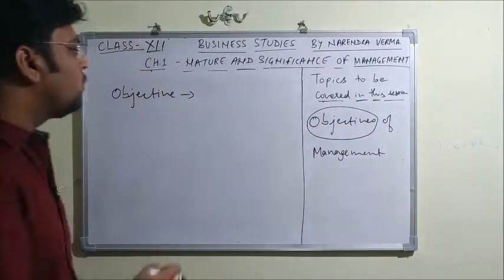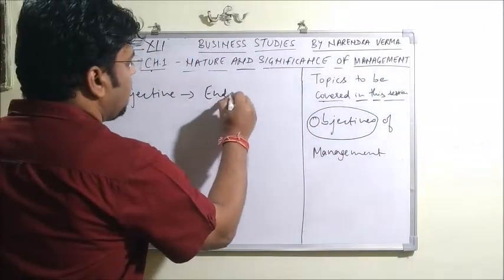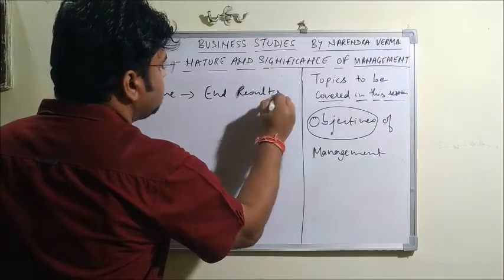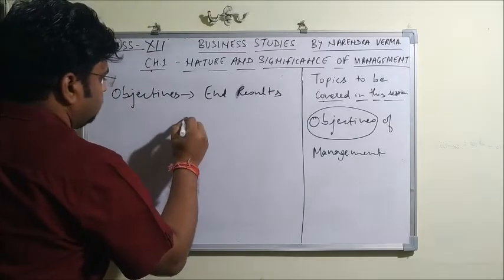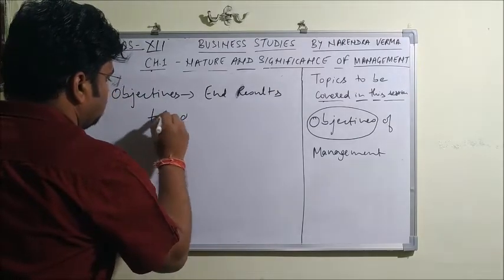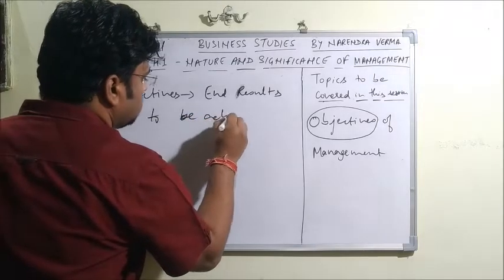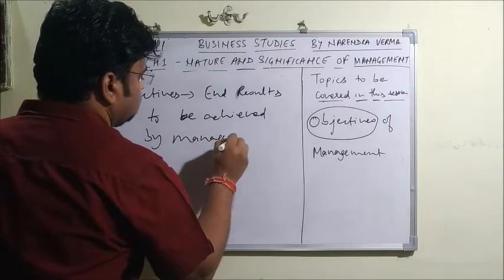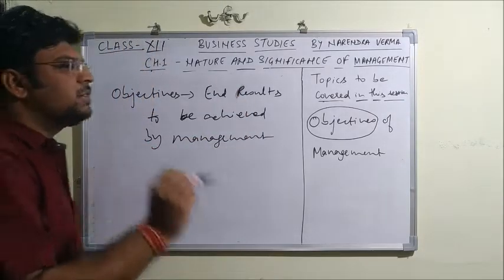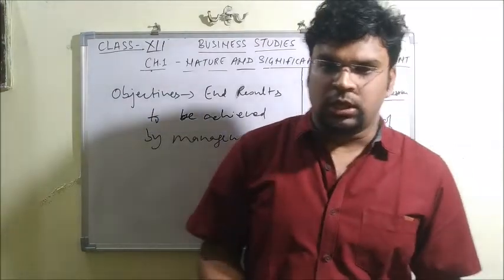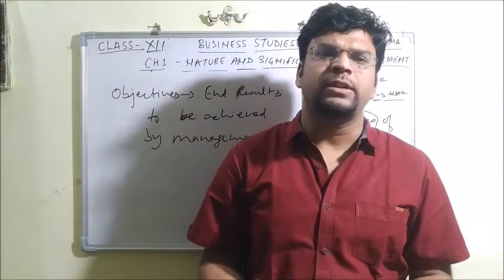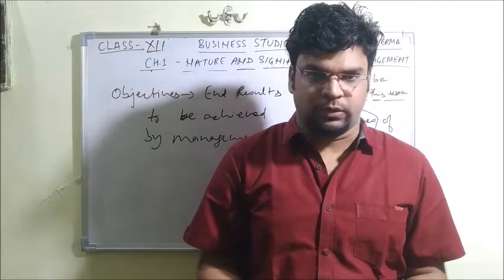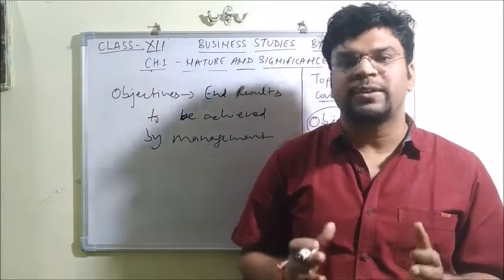So the meaning of objective is the end results to be achieved by management. So objectives are what? The end results. If any organization has some objectives, these are the end results that the organization is willing to achieve. So now we have understood the meaning of objectives pretty well.